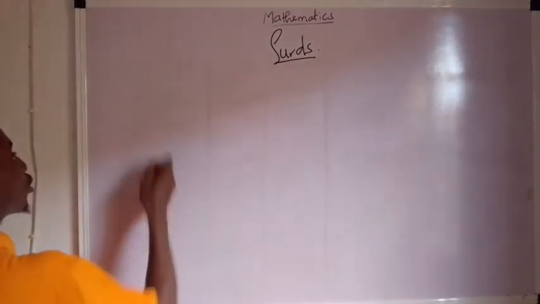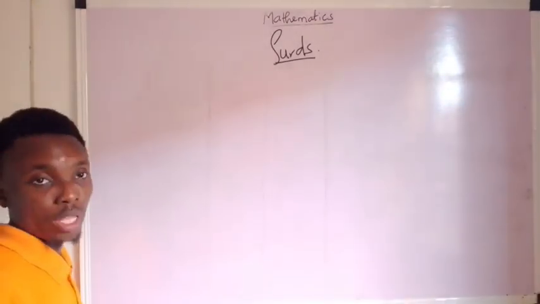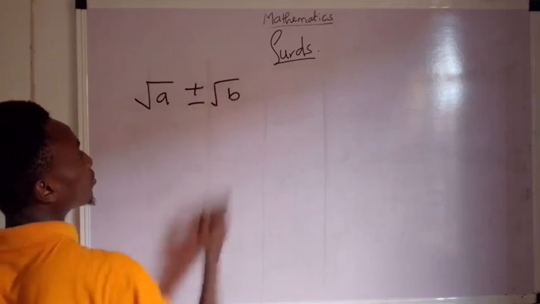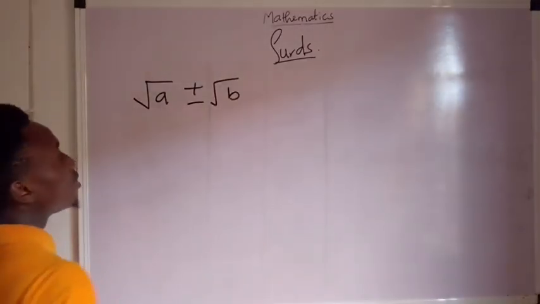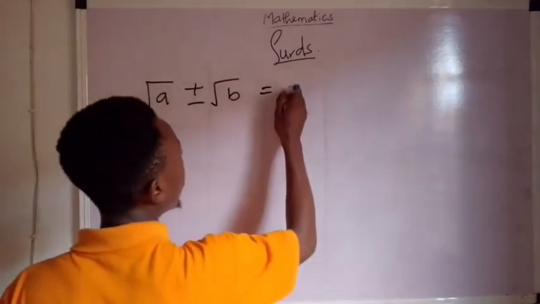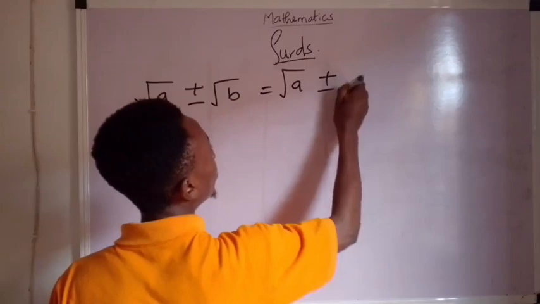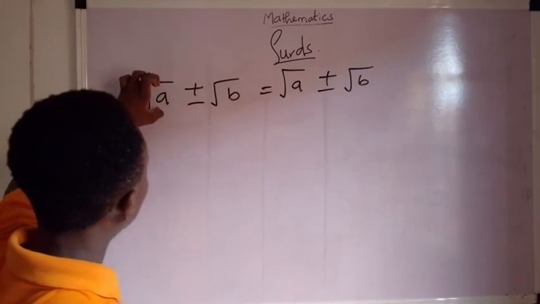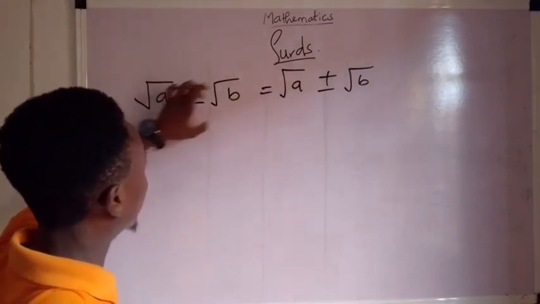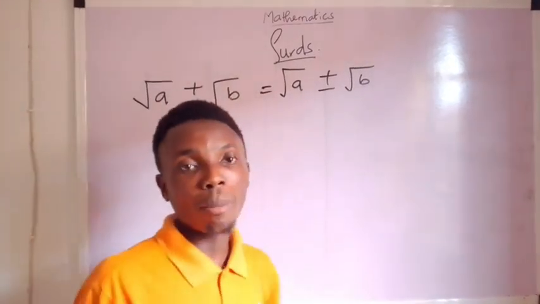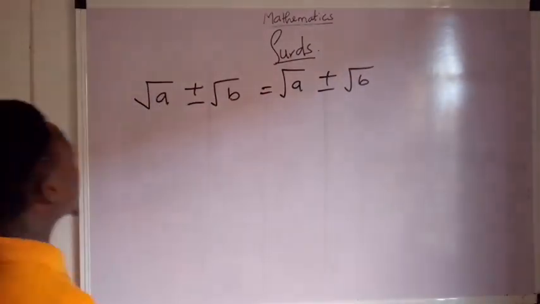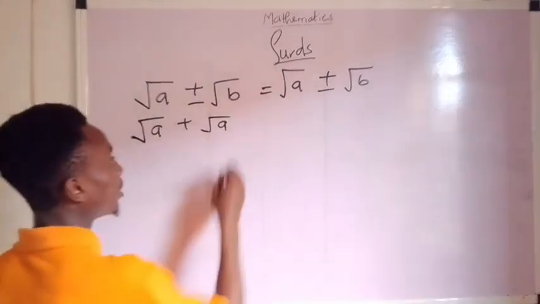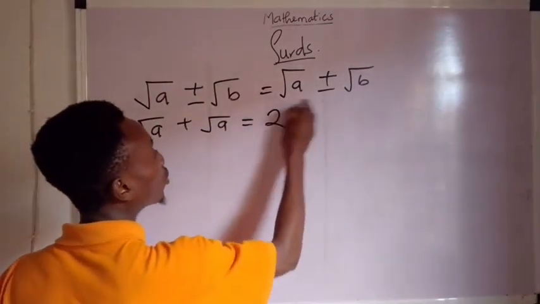Now, very quickly, addition of surds. Addition and subtraction work the same way. When you have something like this, are you following me? You cannot add them together. That is, if what is in this surd and this surd here are different numbers, they cannot add up. But when you have something like this, are you following me? Now, this will give us 2 root a.